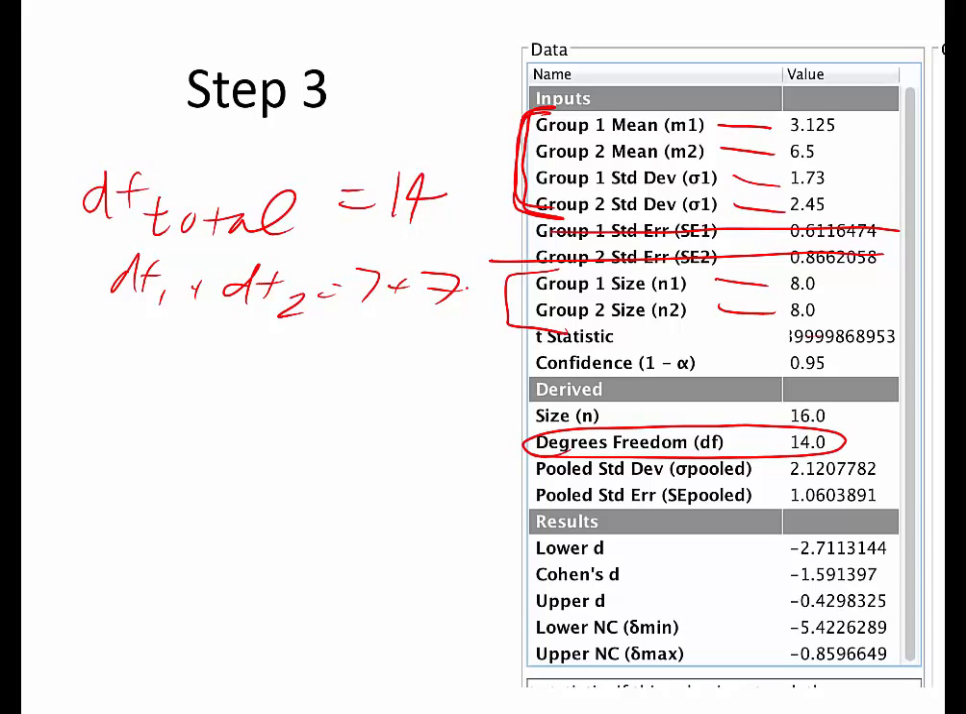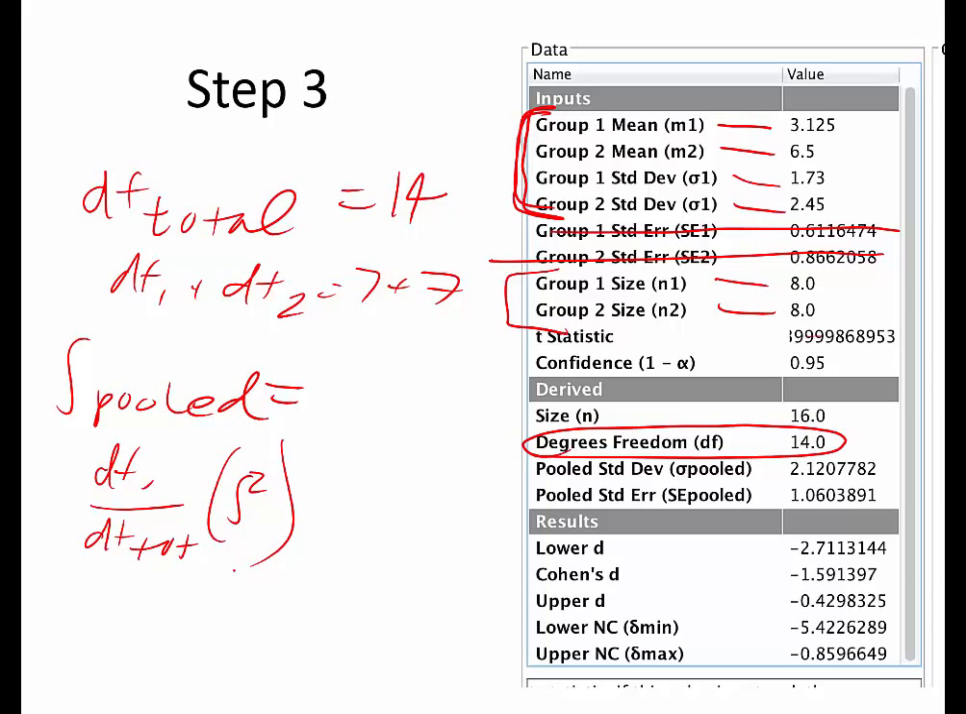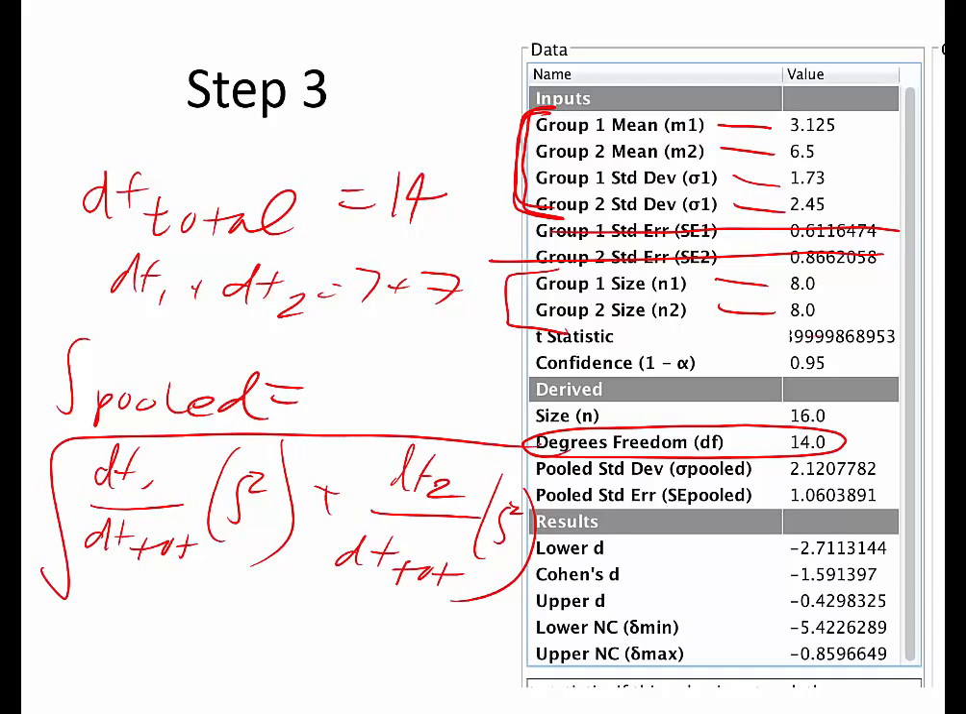What we're trying to get to that's kind of hard is pooled standard deviation. So S pooled. Remember, the formula for this is pretty gross. So it's degrees of freedom 1 over df total times the variance for group 1 plus degrees of freedom 2 over df total times the variance for group 2. Take the square root of that whole bad boy. Ew, so many places that you can make a math mistake. So instead, if you enter these numbers into Mote, you can get pooled standard deviation right here. So it's 2.12, and that's already with the square root taken.